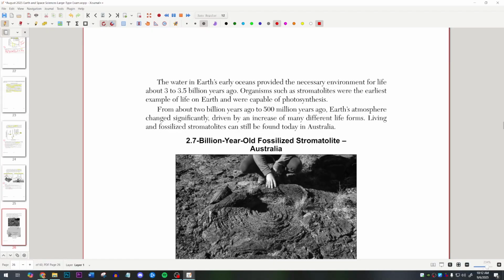Okay, the water in the Earth's early oceans provided the necessary environment for life about 3 to 3.5 billion years ago. Organisms such as stromatolites were the earliest example of life on Earth and were capable of photosynthesis. From about 2 billion years ago to 500 million years ago, the Earth's atmosphere changed significantly, driven by an increase of many different life forms. Living and fossilized stromatolites can still be found today in Australia.